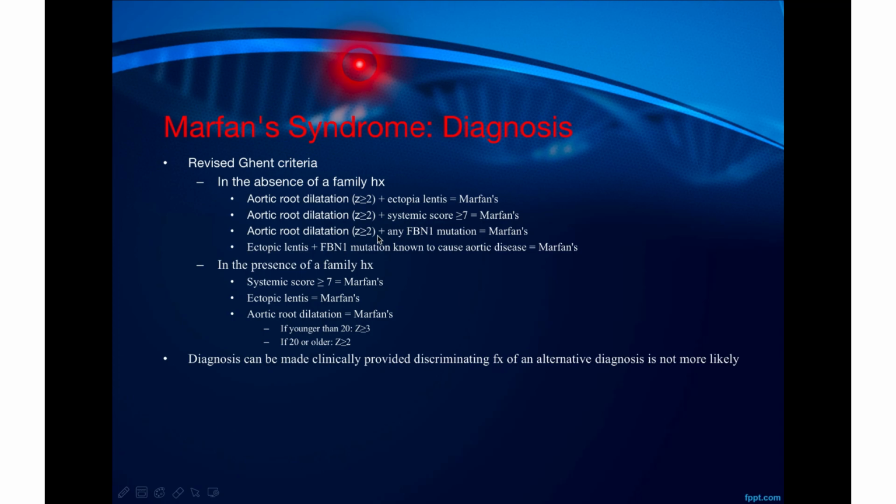Then aortic root dilation with a Z score of 2 or more, plus any fibrillin 1 mutation during genetic testing, we're going to rule that as Marfan's. Or if the patient has ectopia lentis plus a fibrillin 1 mutation also known to cause aortic disease, we're going to rule that as Marfan. But finally, the diagnosis can be clinically proven if discriminating features of any alternative disease are not found. So if you're able to find an alternative diagnosis after proving this, it's not so likely that you will get another diagnosis apart from this.